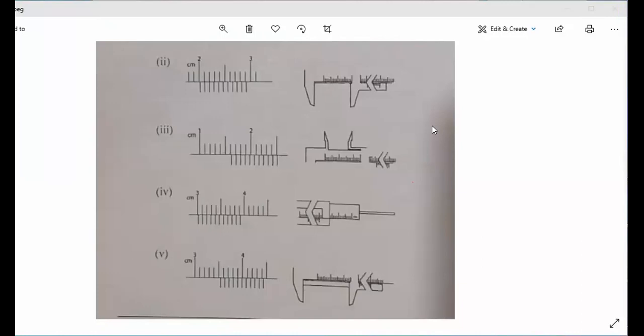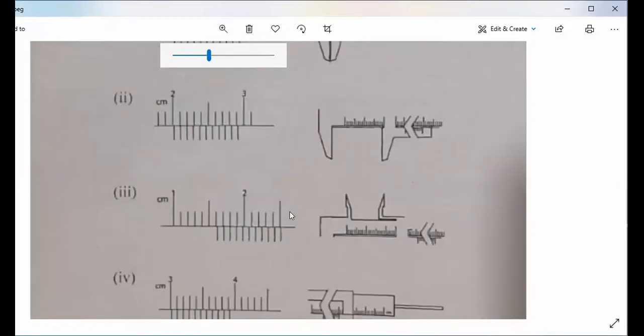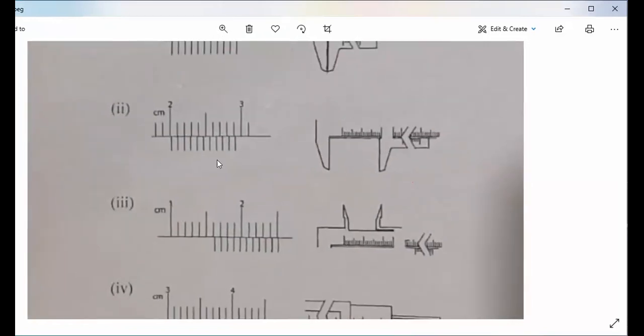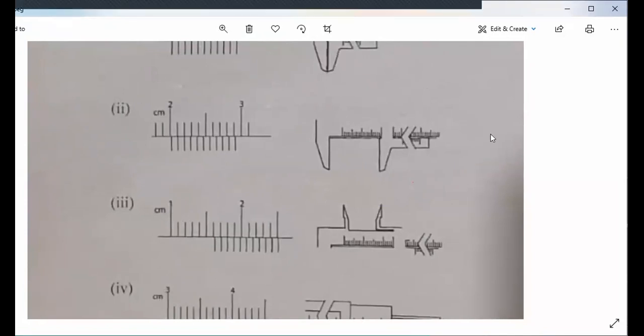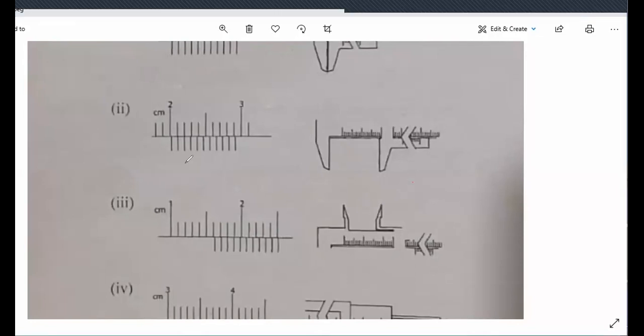Leave a line and write, according to the second figure, the main scale reading is. Somebody please tell me the main scale reading here. Somebody in the class. 20 millimeters. Yes, dear. Main scale reading.